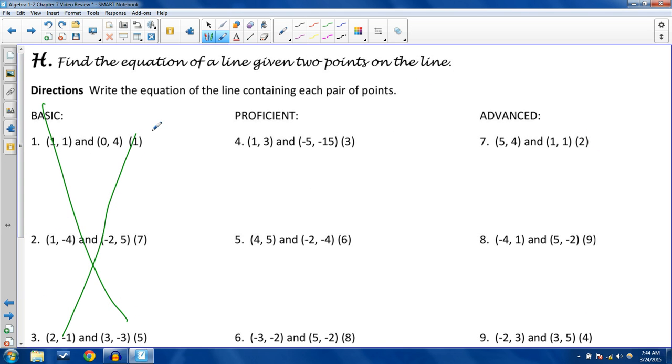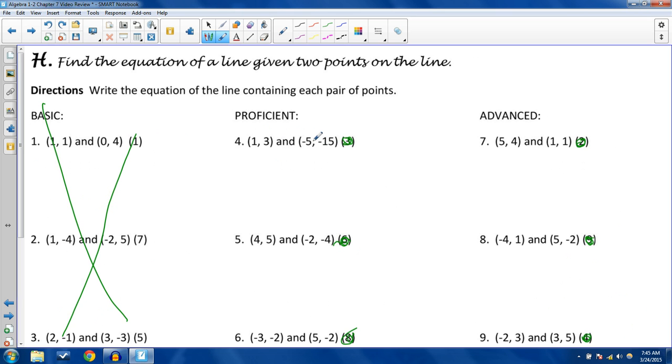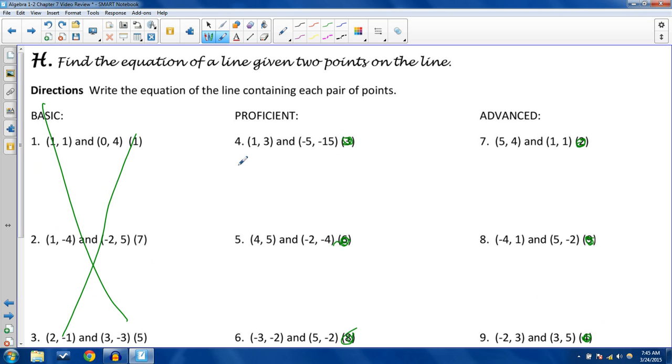Cross out basic. Write the equation of a line containing each pair of points. I don't know what these numbers are for, so I'm going to ignore those. I'm just going to do like 2 of these. Okay, I'll do this first proficient one. The thing about this is, once again, you need slope and y-intercept for these to work. You notice the difference between these problems and these problems is this one has an additional point, and this one had slope. This one works really well because you had slope. With 2 points, though, you can find slope.